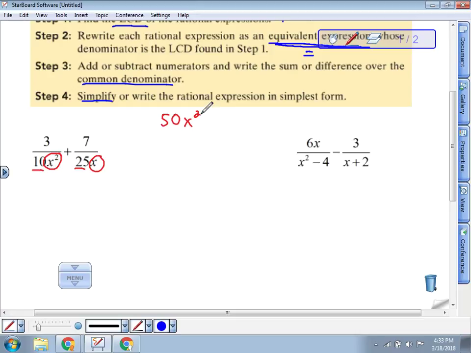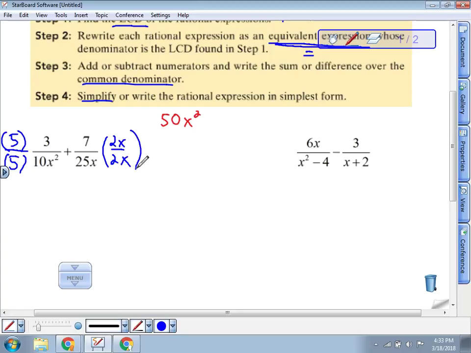Since I know that's the least common denominator, I figure out what I have to multiply each side by to get to 50x squared. On this side, I need to multiply by 5. I don't need to multiply the x squared, I already have the x squared, so I just multiply top and bottom by 5 over 5. Remember, for equivalent expressions, you multiply the top and bottom by the same value. And on this side, I need to multiply top and bottom by 2x.